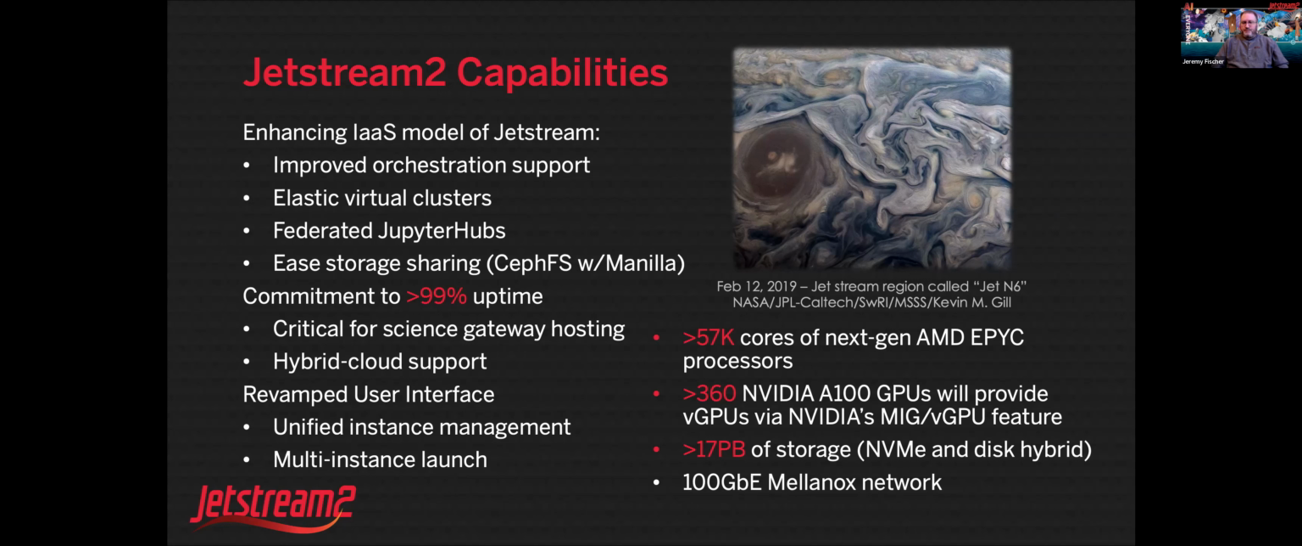Again, from Jetstream 1, we are committed to uptime. The IU cloud basically never goes offline. We do maintenance in rolling waves in hopes that we never have a real outage. We've had some issues with networks in the past, which is kind of outside of our control. But generally, we don't have downtime, and we're hoping to continue that with Jetstream 2.